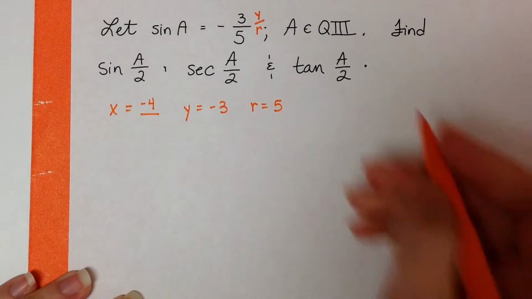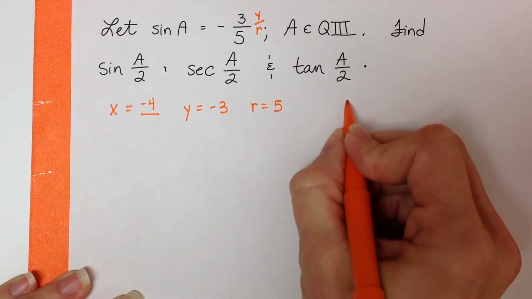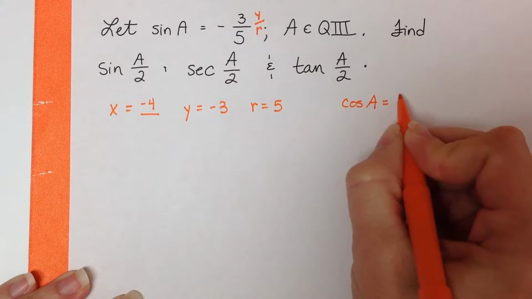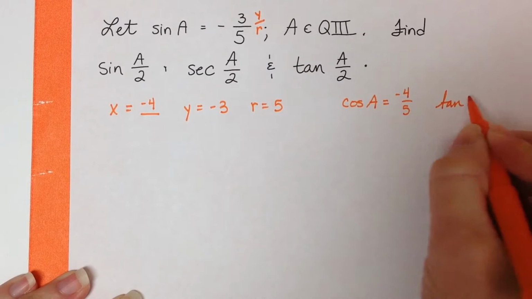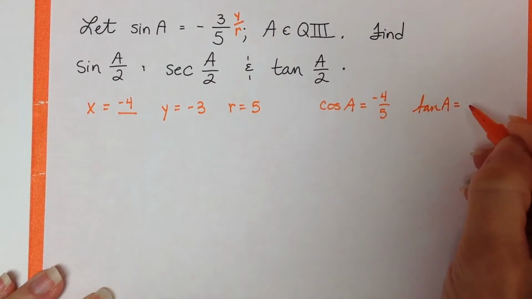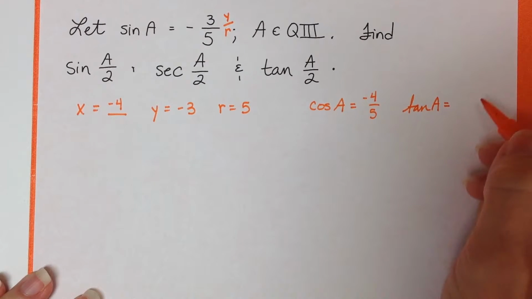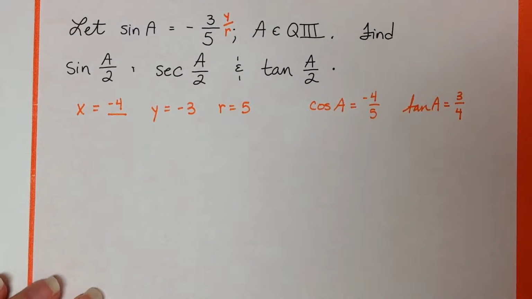Okay, so from this, of course, I'm already given my sine value, but cosine of angle A is x over r, so that's -4/5, and tangent of angle A is going to be equal to y over x, so that'd be a -3 over a -4, which is going to give me a +3/4. Okay, so now just go into your identities.